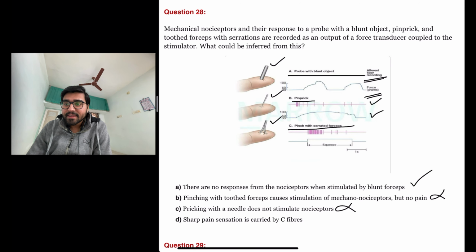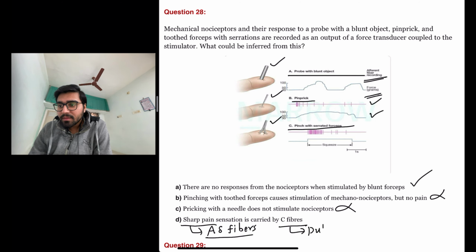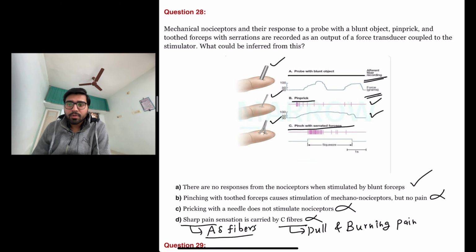Sharp pain sensation is carried by C fibers. So sharp pain is actually initial pain and initial pain is actually carried by A delta fibers. Okay. C fibers actually carry the dull and burning pain. So this one is also wrong. So the answer here is there are no responses from the nociceptors when stimulated by blunt forceps.